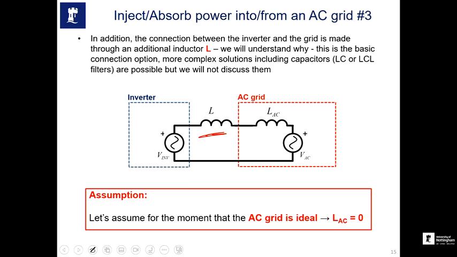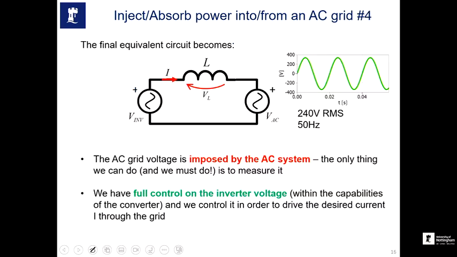Another approximation we will make is that we will assume this LAC, so all the inductances associated with transmission line transformers, we will neglect it. We will assume the grid is ideal, so we will basically assume LAC is equal to 0. So the equivalent system will be simplified to be like this.